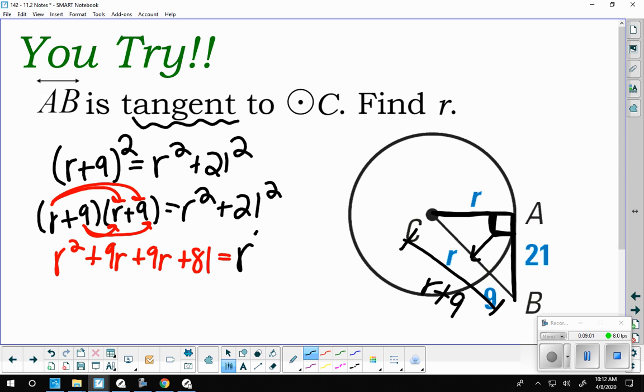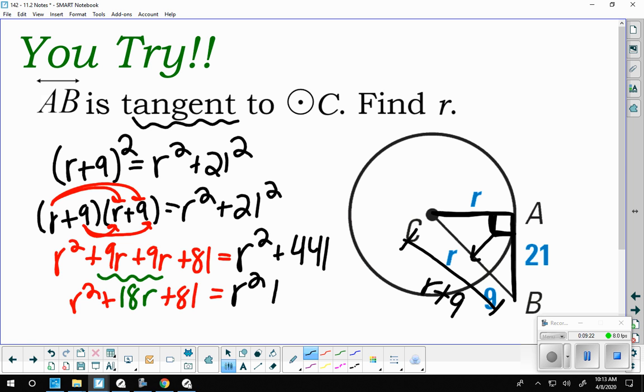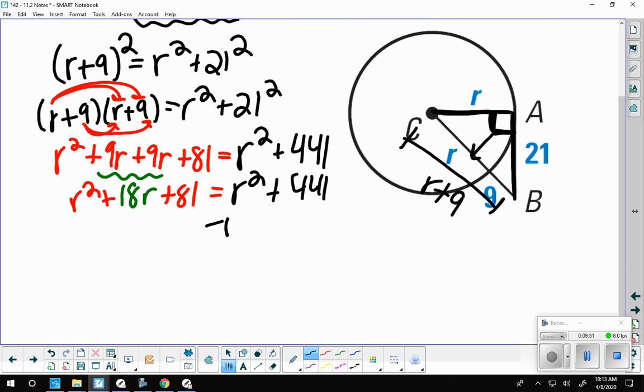And then this time I'm not going to forget to square the 21. 21 squared is 441. Let's combine these like terms here. 9r plus 9r is 18r. So we really have r squared plus 18r plus 81 equals r squared plus 441. Sorry, I'm about to switch up my numbers here. And now this is always going to happen. Let's put r squares on one side. R squared, they're always going to cancel. That's just 0. And so we are left with 18r plus 81 equals 441.